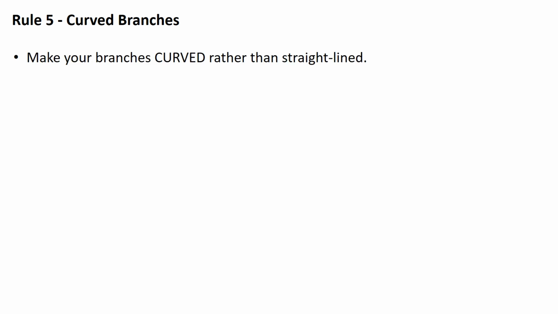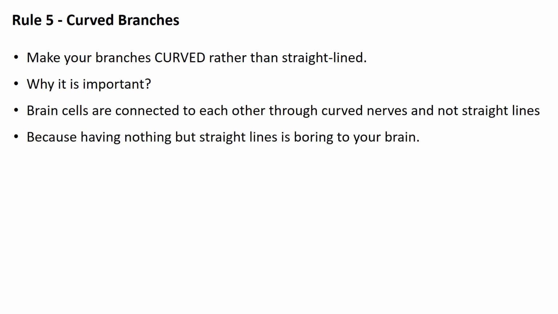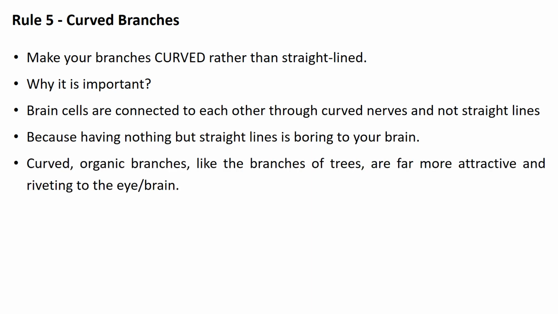Rule 5, curved branches. We just saw the central theme must be connected to the main elements or objects through branches. These branches should be curved rather than straight lined. So why is it important? We saw in the last part of the video that brain cells are connected to each other through curved nerves and not straight lines. Since mind maps are going to resemble how neurons are arranged and communicating, these lines should be curved, because straight lines are boring to your brain. So use curved organic branches like branches of trees, which are far more attractive to the eye and brain.